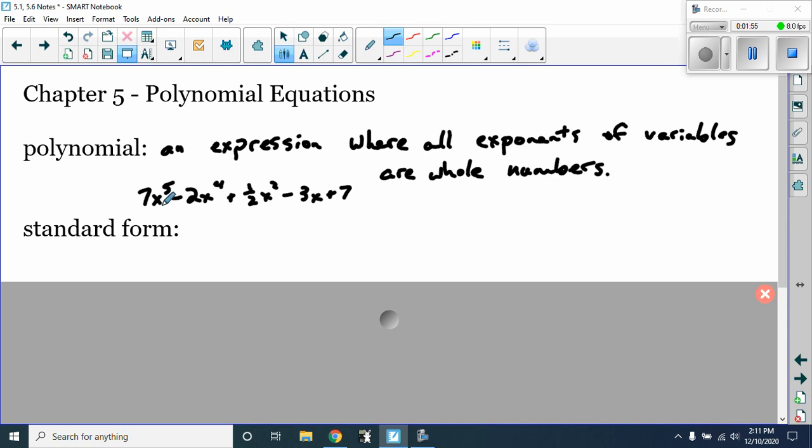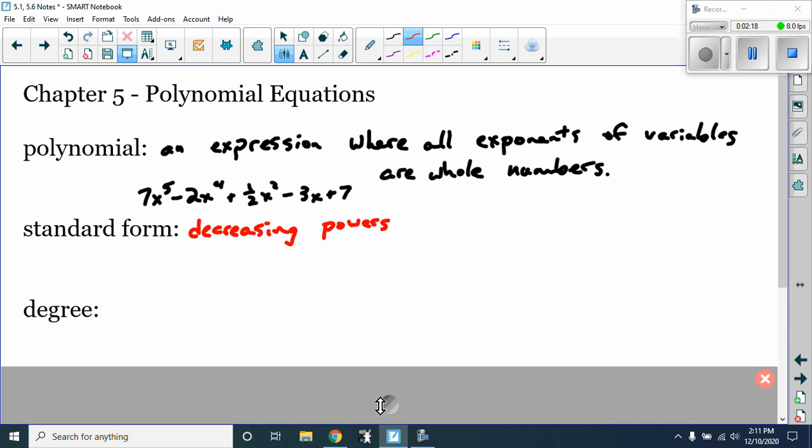Standard form, the polynomial that I just wrote is written in standard form. Standard form is when we write the polynomial with decreasing powers of x. So we start with the biggest exponent and work our way down. Usually we will write our polynomials in standard form. The degree, the polynomial's degree, is the highest power of x.